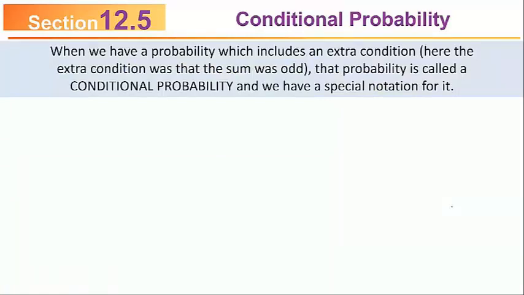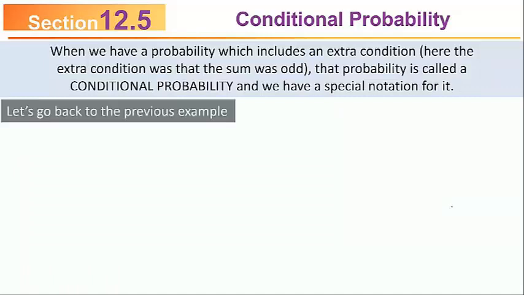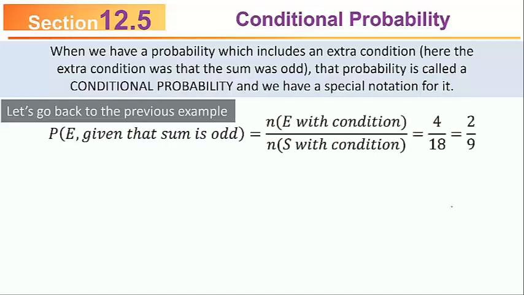So, to sum up, when we have a probability which includes an extra condition, and in this problem it was that the sum was odd, that probability is called a conditional probability, and we have a special notation for it. If we go back to that previous example, the probability of E, comma, given that the sum is odd, I just wrote that out kind of intuitively. Suppose we call that condition F. In other words, the sum being odd is a new condition called F. So the sum being 5 was the event E. Now we're going to call the sum being odd the condition F.